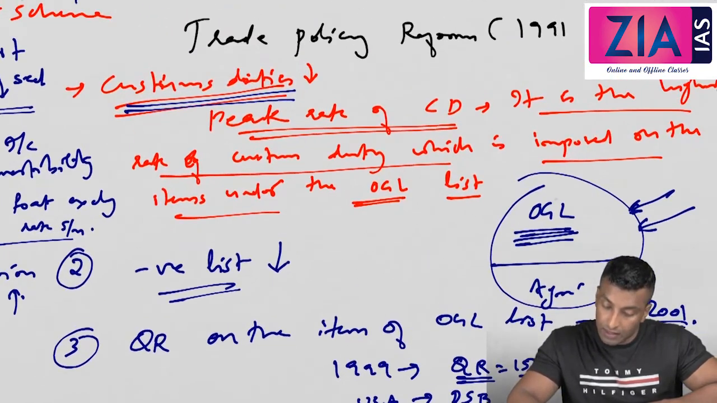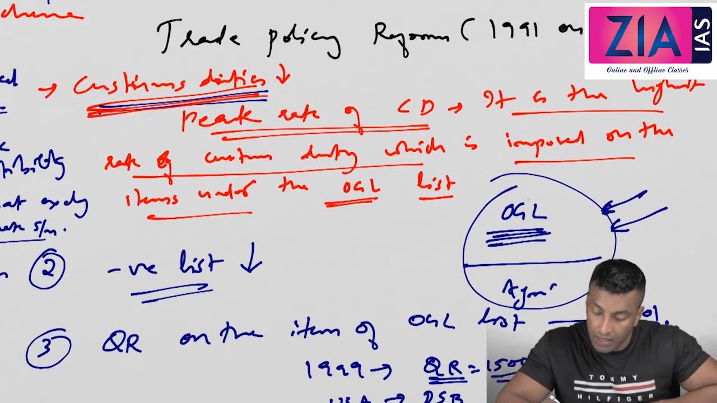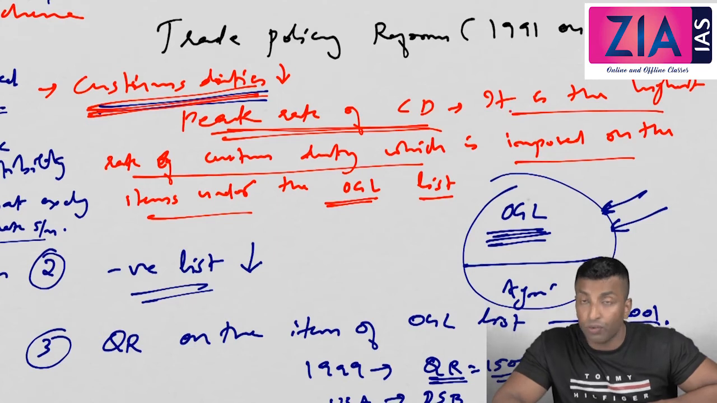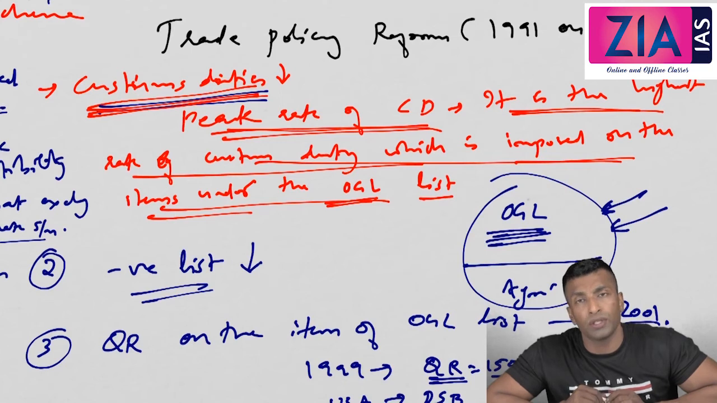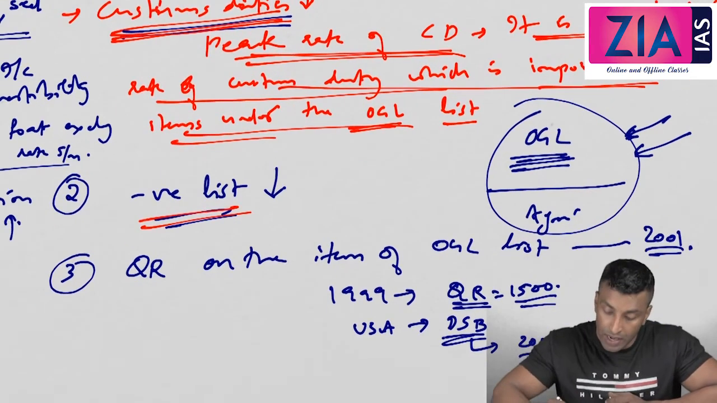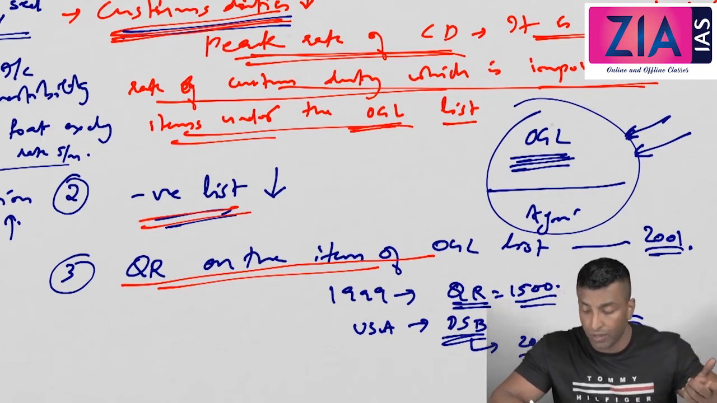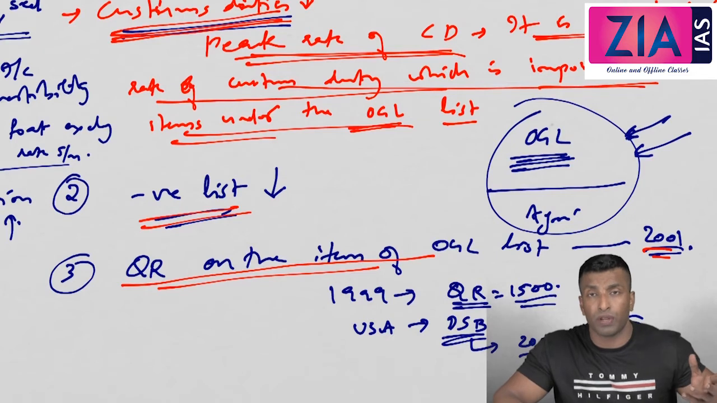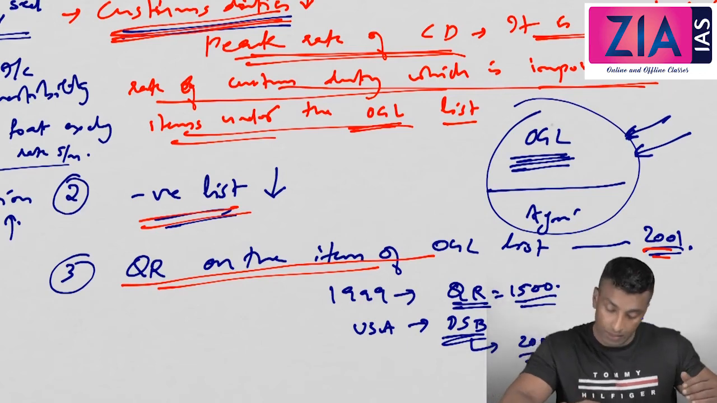We have discussed these major trade policy reforms from 1991 onwards. The first one, customs duties have been decreased. I told you already about the peak rate of customs duty. It is the highest rate of customs duty imposed on the items under the OGL list. I told you the OGL list is the open general licensing category, which involves some negative list also, and later the numbers in the negative list were reduced, and the quantitative restrictions on the items of the OGL list were also reduced. In 2001, because of WTO norms, the USA sued India in the DSB, the Dispute Settlement Body, and then we reduced the QRs, the quantitative restrictions.